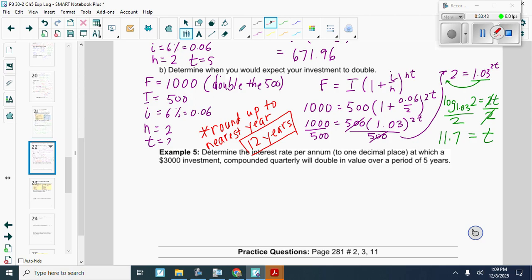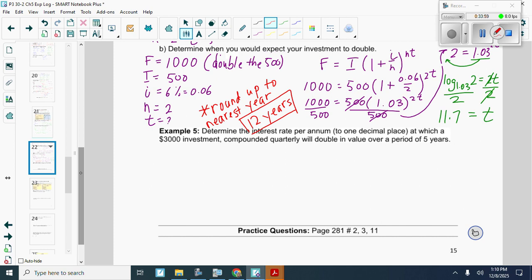The other type of question that we're going to look at is here in example 5. Determine the interest rate, to one decimal place, at which a $3,000 investment compounded quarterly will double in value over a period of 5 years. Shh, guys, not sure why there's so much chatter. As far as I know, this is pretty new.